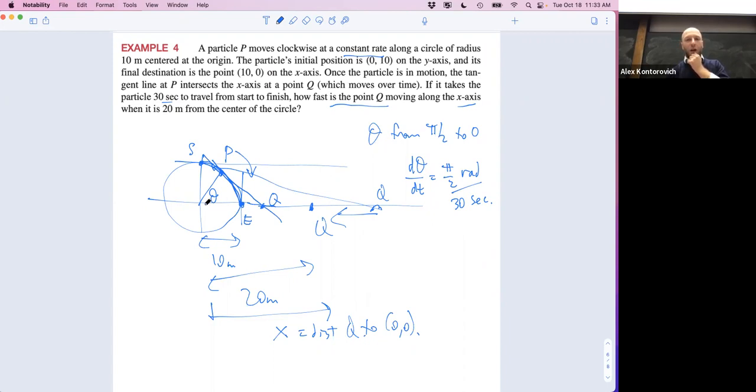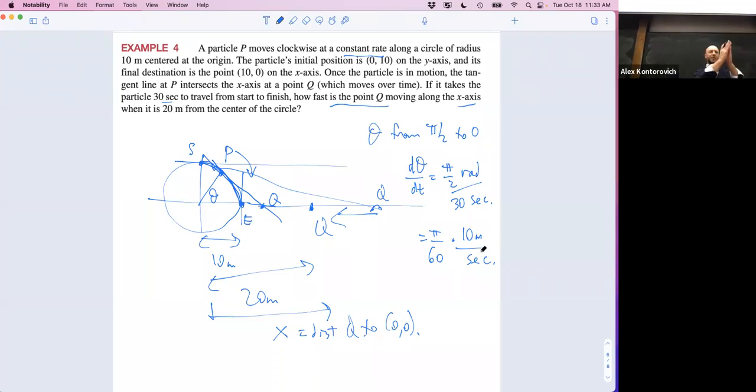So we know how theta is changing in terms of radians per second. Actually, radians we can easily convert to meters because the radius is 10 meters. So this is pi over 2 over 30, so that's pi over 60 radians per second. If you measure the angle as meters traveled from the beginning, it's 10 pi over 60, that's pi over 6 meters per second.